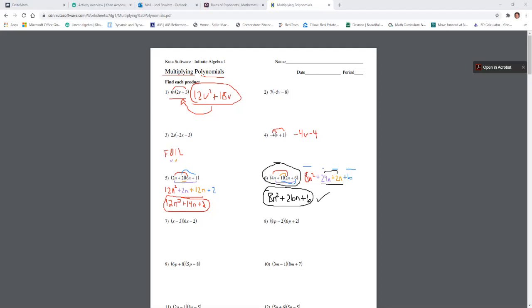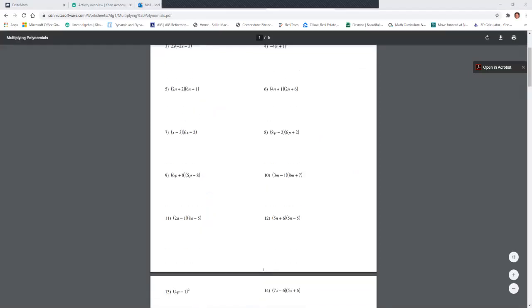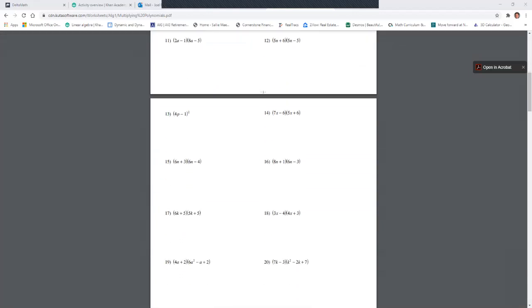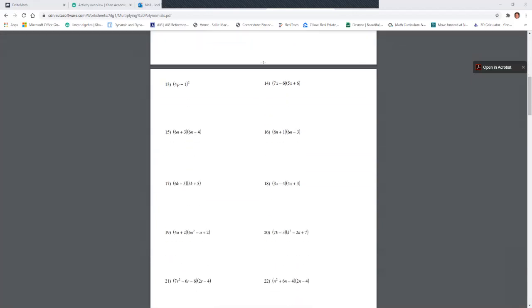And let's take a look at a couple of more problems here. Let's look at number 13. Actually, I'm not going to solve all of 13. I'm going to help you set it up. Notice that this is 4p minus 1, all raised to the power of 2. Well, that can be rewritten as 4p minus 1 multiplied by itself, right? 4p minus 1.